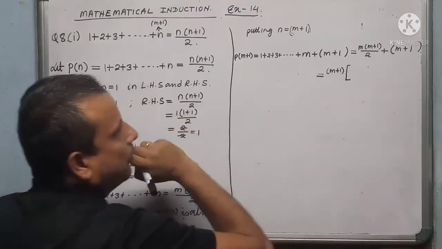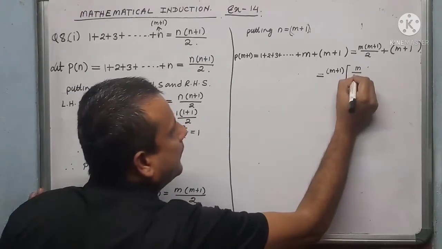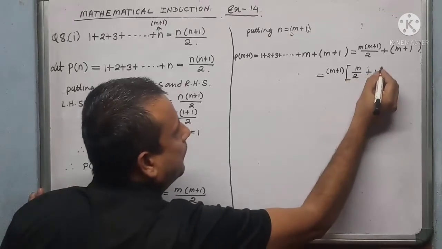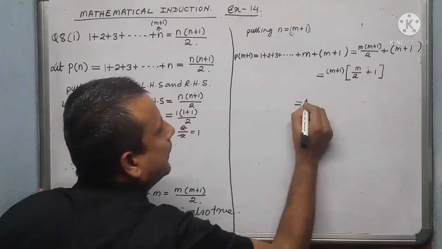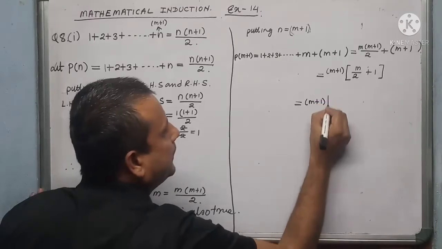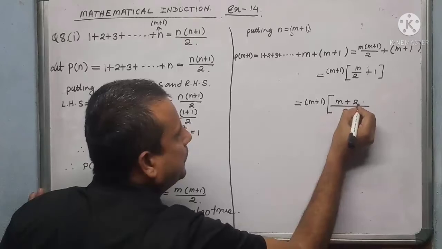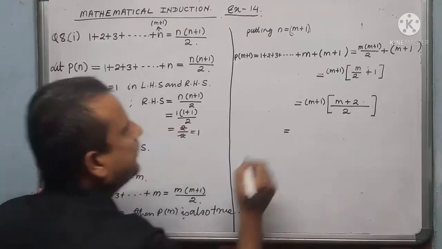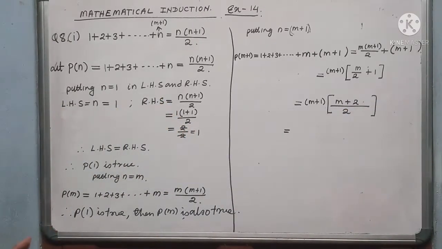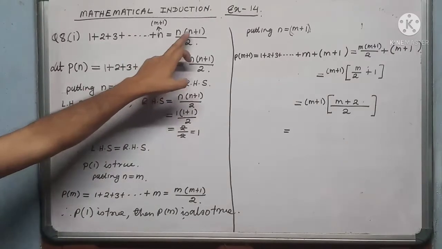If I take m plus 1 common, then what remains inside? m by 2 plus 1. Now take 2 as LCM: m plus 2. But what we require over here? In place of n, we need n plus 1 divided by 2.